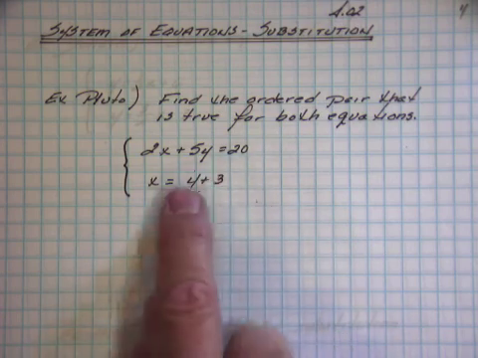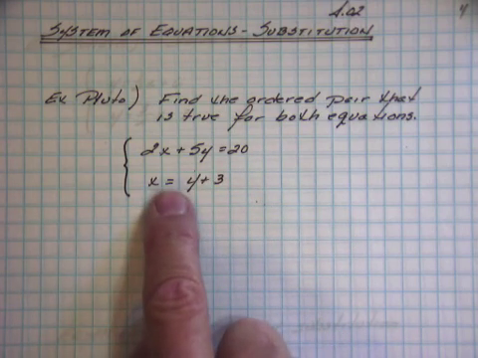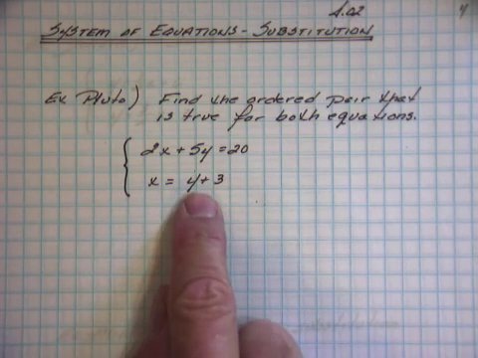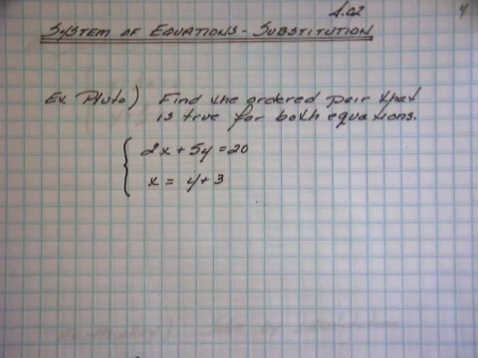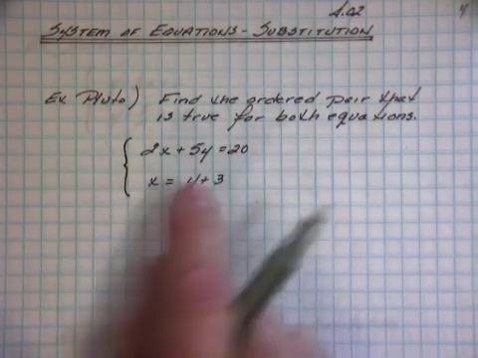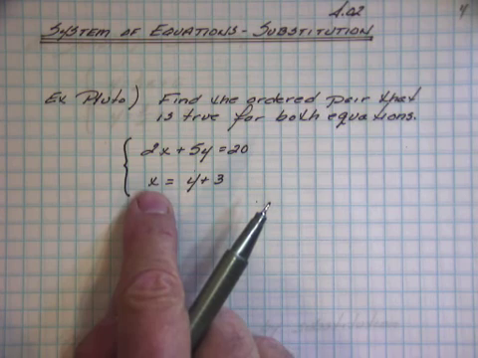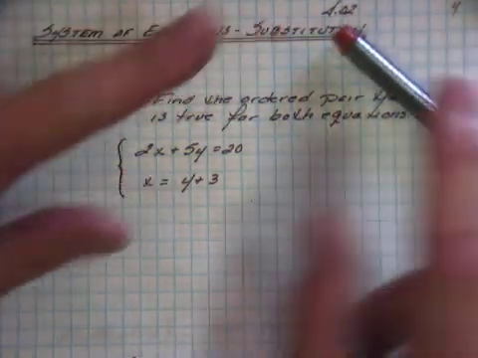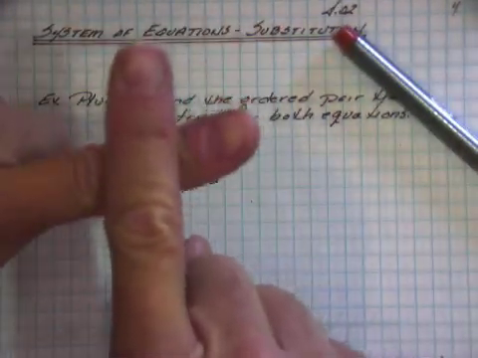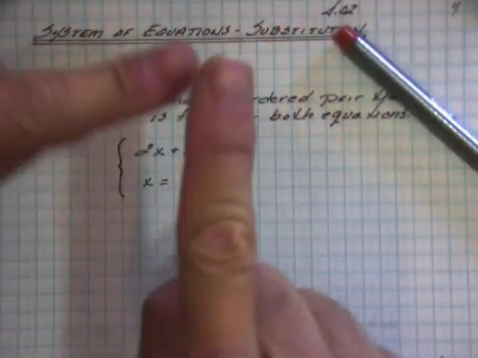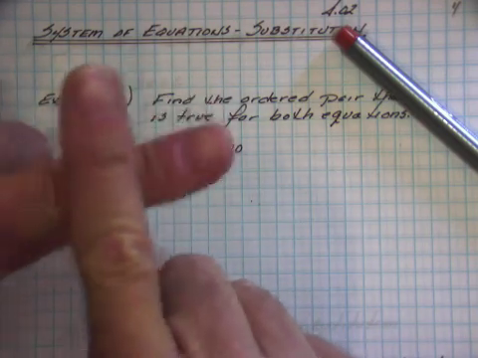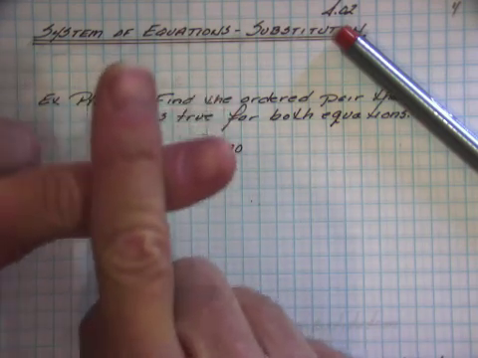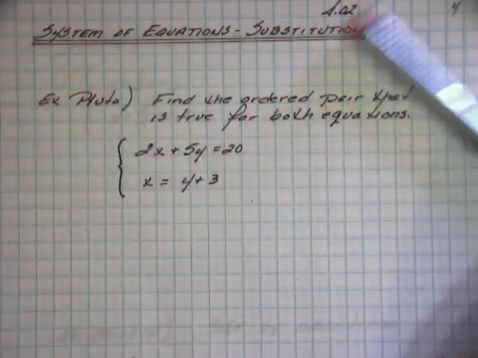2x plus 5y is 20, and x equals y plus 3. Now, you'll notice that the bottom equation is already solved for x. See, x equals y plus 3. And we're going to take advantage of that because what we're looking for is where two lines intersect each other. And where they intersect, they have the same x value and they have the same y value, just like when you were doing graphing yesterday.